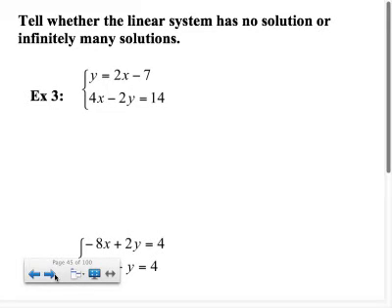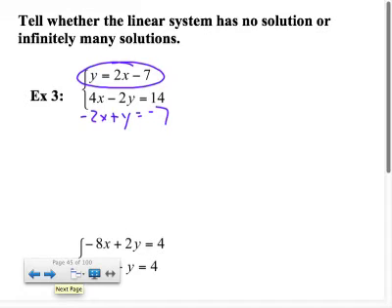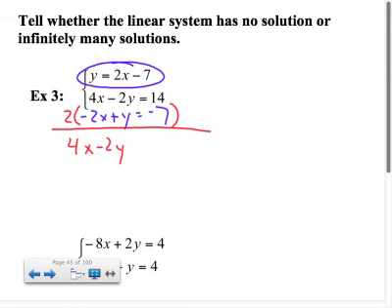Okay, example 3 says determine whether the system has no solution or infinitely many. And so really it just comes down to solve. Okay, solve the system. So I'm going to rearrange this first equation. I'm going to subtract 2x from both sides. So I get negative 2x plus y equals negative 7. Now I'm going to try to solve by elimination. So I'm going to go ahead and multiply the bottom equation by 2. And so now the two equations I have, I'm going to rewrite the first one. So I have 4x minus 2y equals 14. And then the second equation here becomes negative 4x plus 2y equals negative 14.